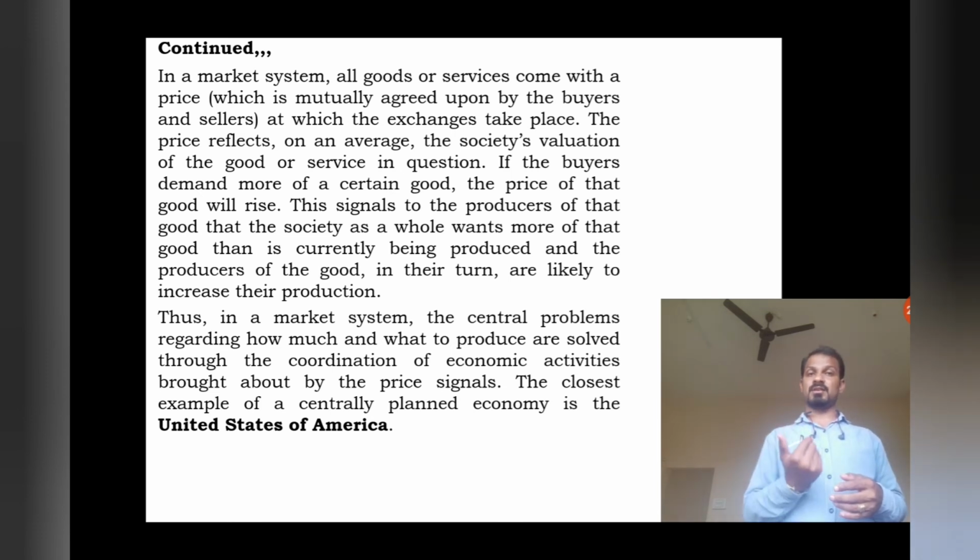So if we are not showing demand for a particular good, the producer can decrease its production. If we are showing more demand for such goods, the producer can increase it. This is the mechanism by which we resolve the problem of what to produce. Thus, in a market system, the central problems regarding how much and what to produce are solved through the coordination of economic activities brought about by price signals.